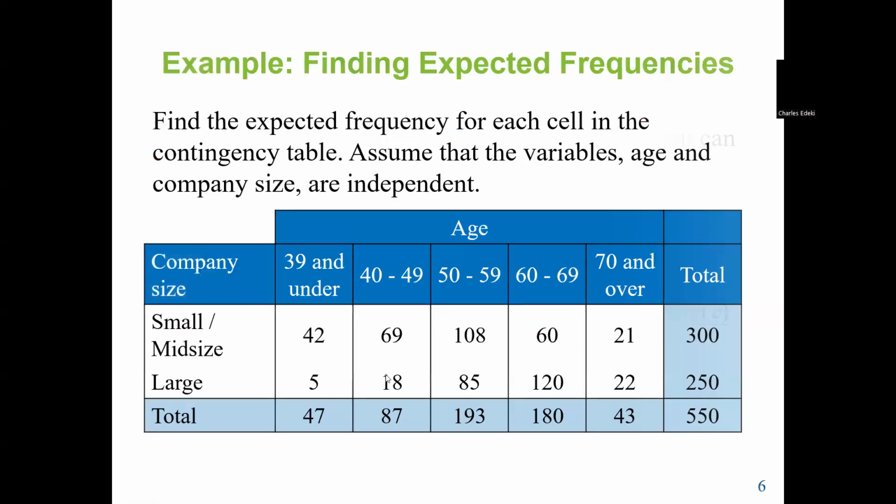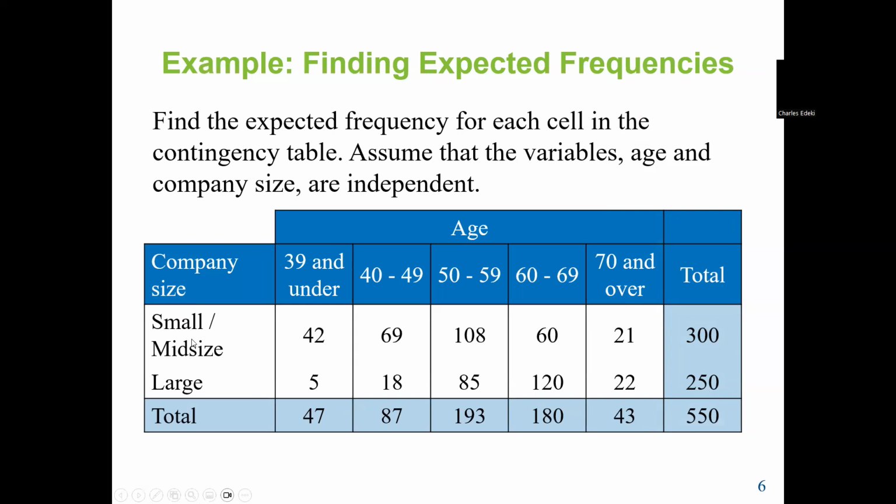Again, we're going to see an example here. The same data we had previously: company size, small and mid-size in the first row, the second row is large, and we have the age categories from 39 up to 70 and over. Since we want to find the expected frequency, most important, we need the totals. Here we included the total for each column, and also the total for the rows. The first row is 300, the second row is 250.